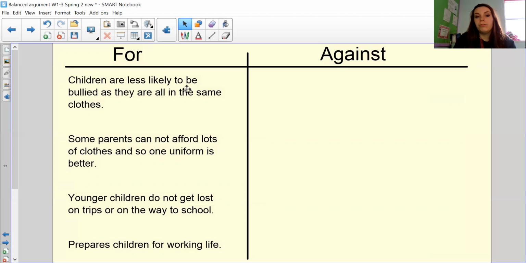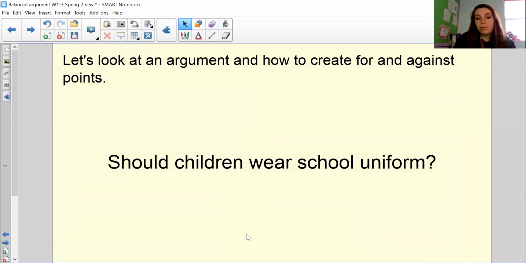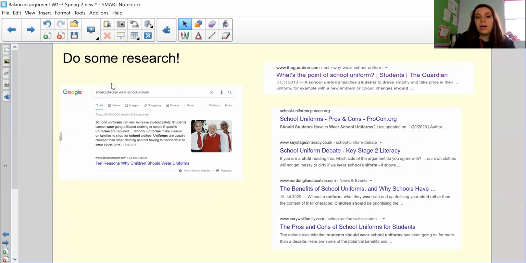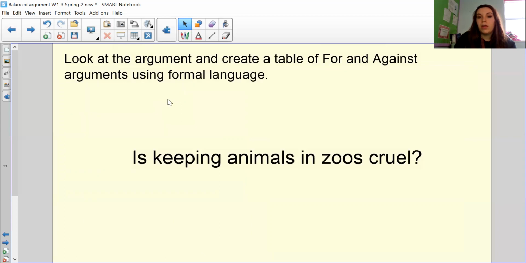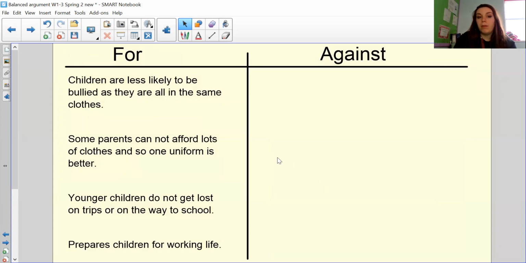Some parents, children are less likely, younger children. I haven't said kids will do this, kids do that. I'm talking in a formal voice and an impersonal voice. So I've got my question, and you can write this down if you'd like to, or pause just to remember it. Should children wear school uniform? I've looked and researched to find out whether they should wear school uniform. And then I'm going to put my for and against into my table. So that is how I've done mine.